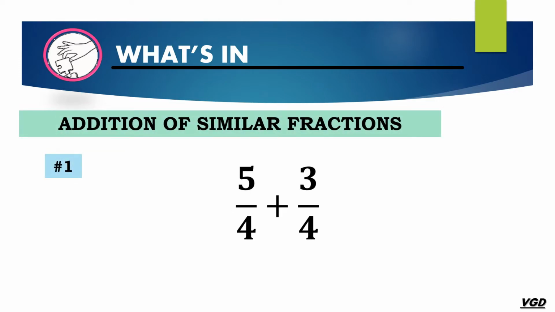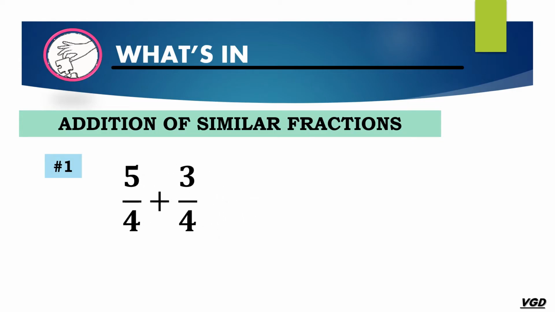Let's try this example. Addition of similar fractions. So how are we going to get the answer for 5 over 4 plus 3 over 4? In adding similar fractions, or fractions with the same denominator, all we have to do is just copy the denominator and add the numerators. So we will have 5 plus 3 is equal to 8, and just copy the denominator, which is 4.